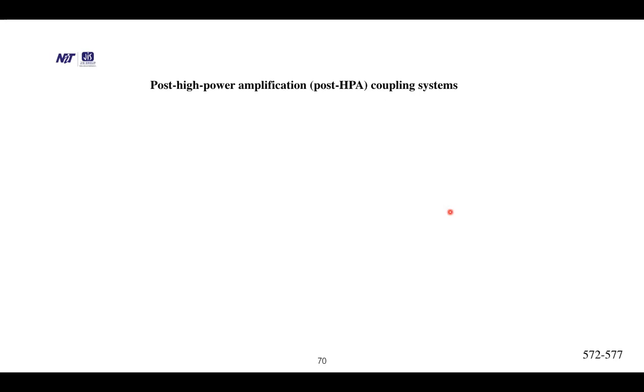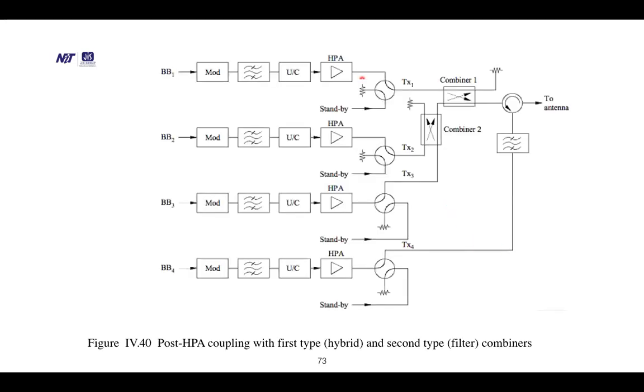Post high frequency amplification coupling system. This is the circuit diagram. Here, instead of one channel, there are different channels shown over there, and corresponding modulation, up converter, high power amplifiers. It means earlier it was one signal, here it is multiplexed and going to the output.